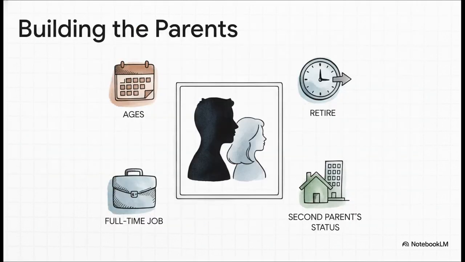So let's start with the parents. How old are they? When are they thinking about retiring? Is it just around the corner or decades away? Now, here's a rule. One parent has to work full-time, but you decide their job. Are they a doctor, a plumber, an artist? Then, what's the deal with the second parent? Are they working full-time too, part-time, or running the household? Every little decision you make here will totally change the financial plan.